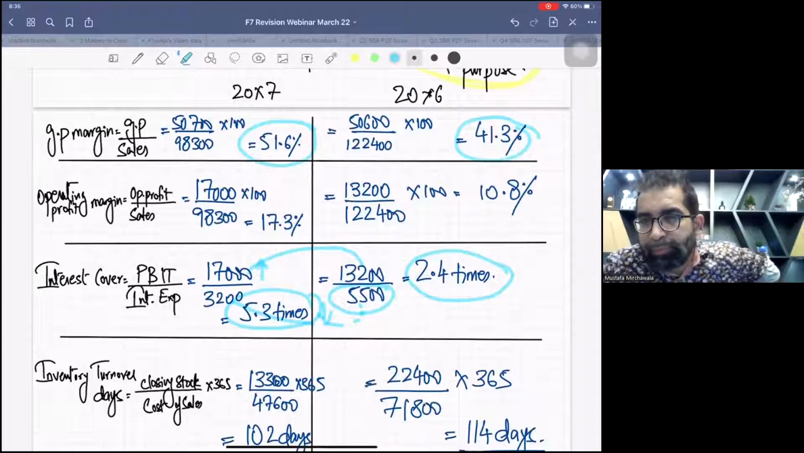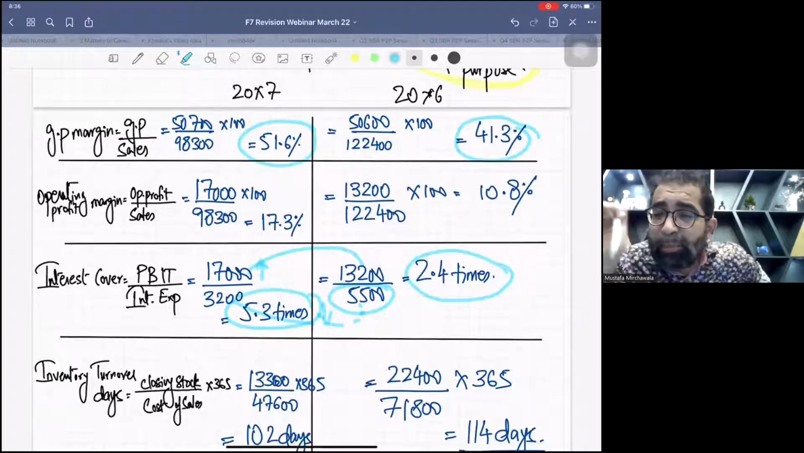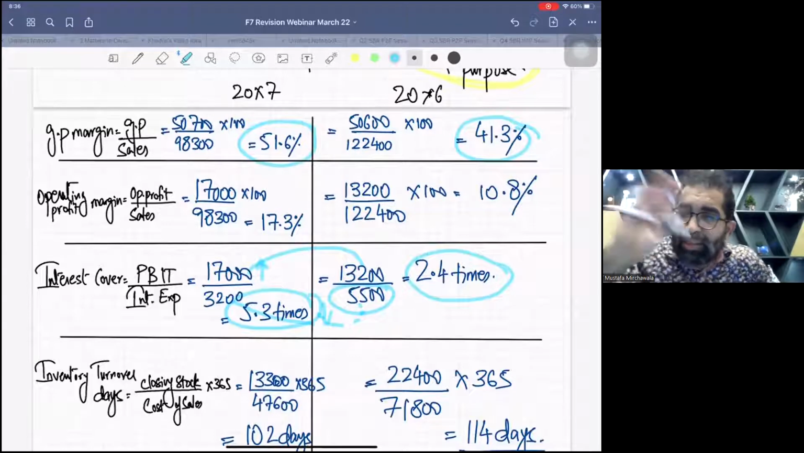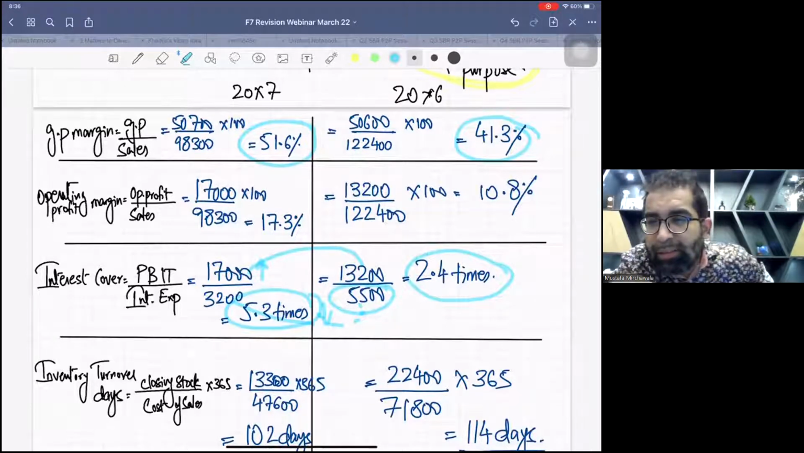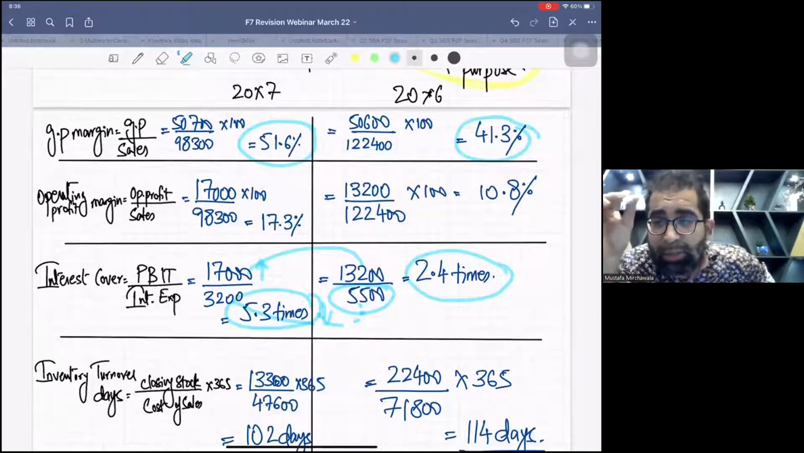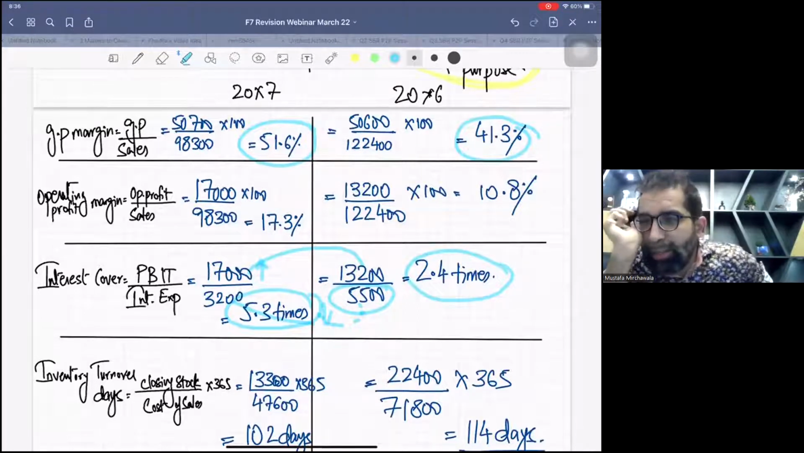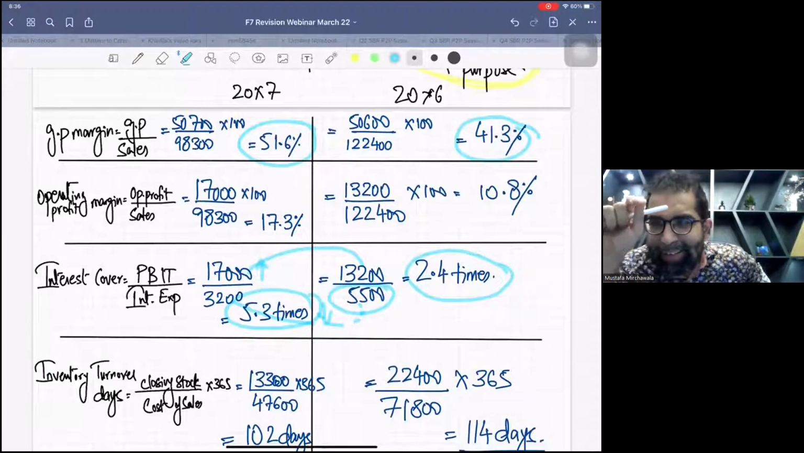But one thing as a student, you can think, sir, in the last year numbers, Silva's data was included, but this year Silva is not included. So it looks like this comparison is not like with like.